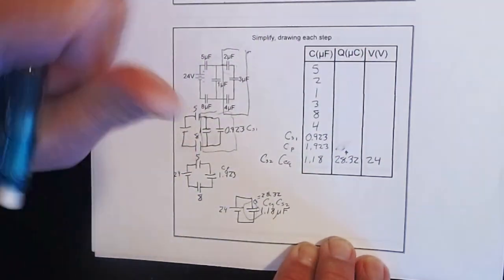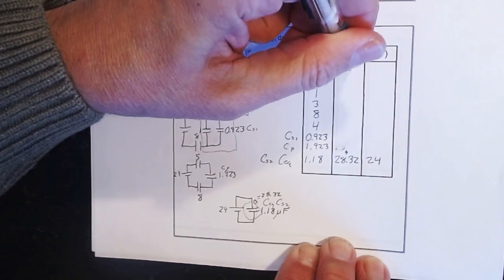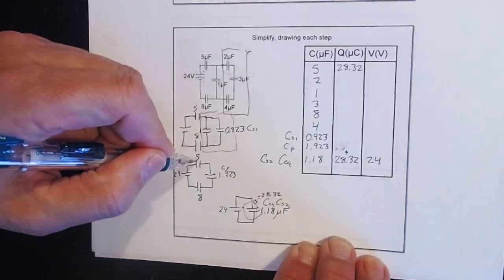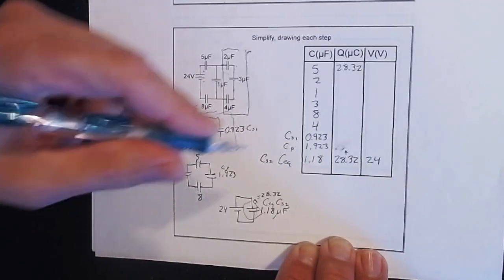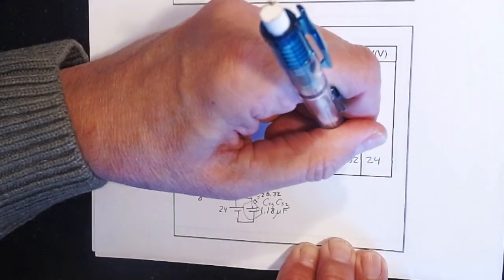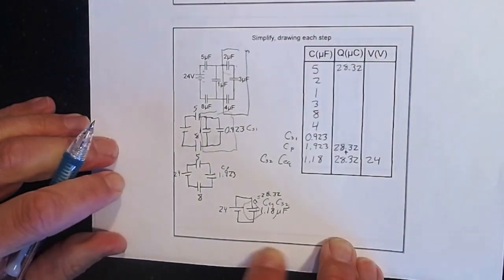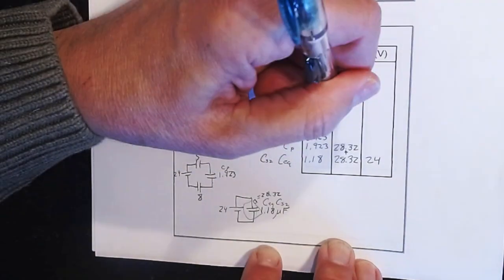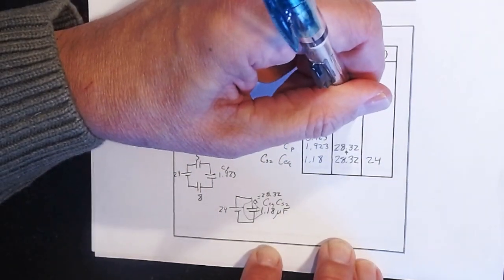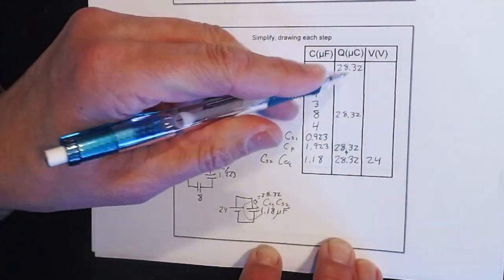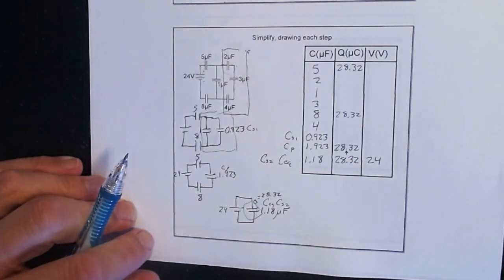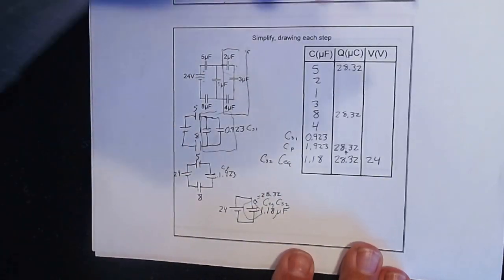So the 5, 28.32, has a charge of 28.32. The 1.923 has a charge of 28.32. And the 8 has a 28.32. In other words, each of these, which I look up in here, have the same charge as each other. Now I can do this.